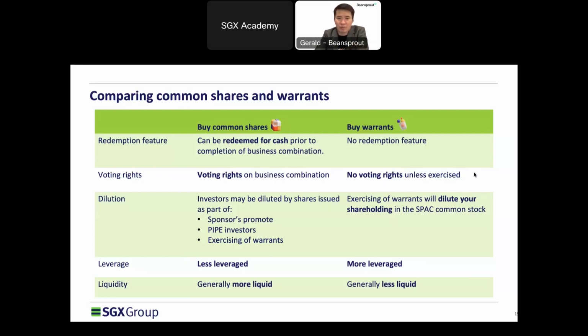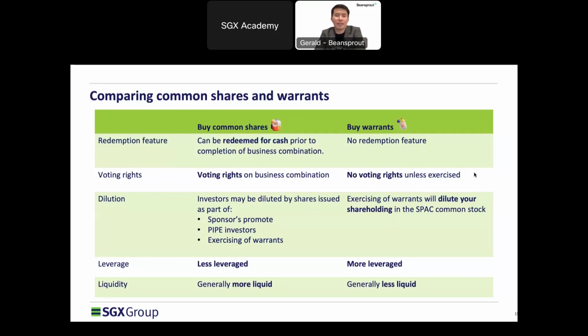Next, we talked about the voting rights as a protection mechanism for holders of the SPAC. Once again, this is applicable just to the holders of the SPAC shares. You can vote on the business combination if you hold the shares, but you can only choose to exercise your warrants into a share and then vote if you want to. But if you are just holding on to the warrant, then it doesn't come with any voting rights.